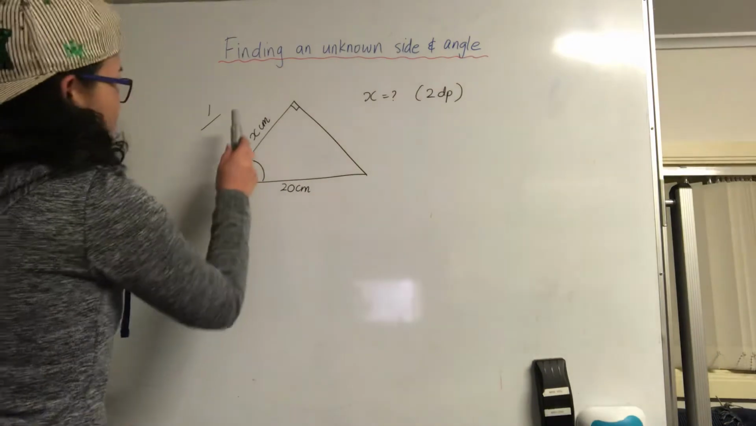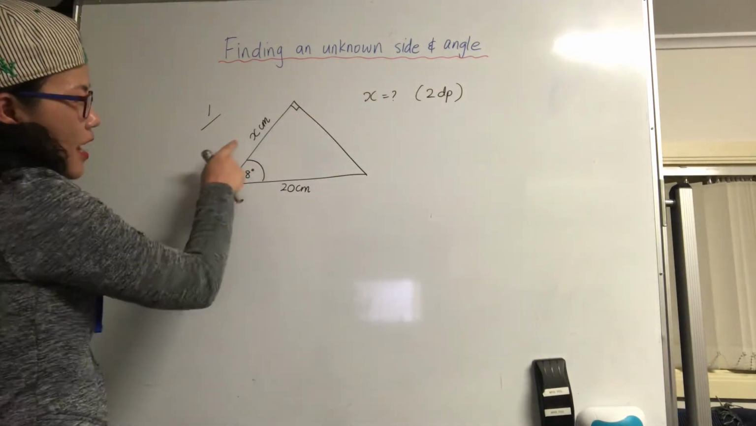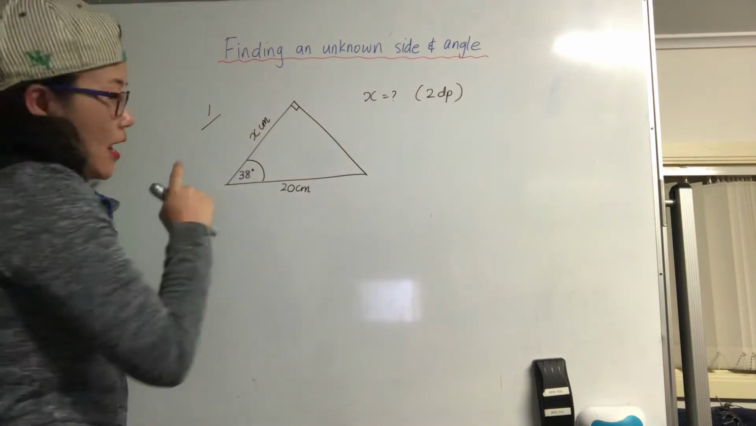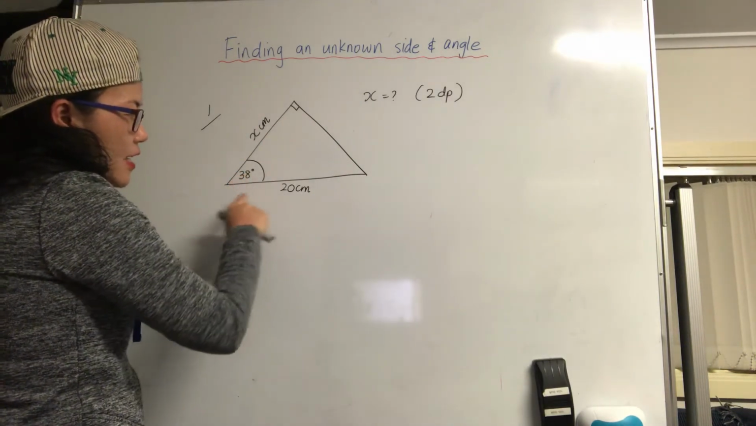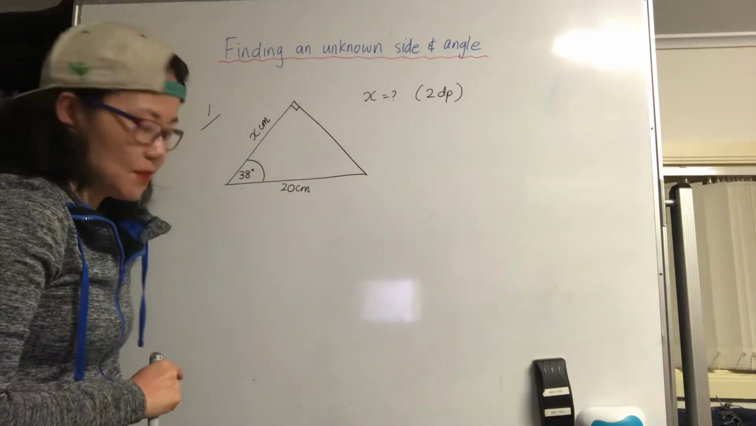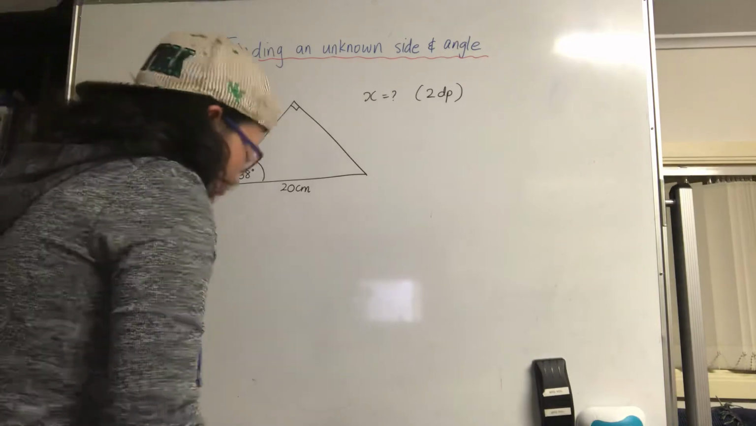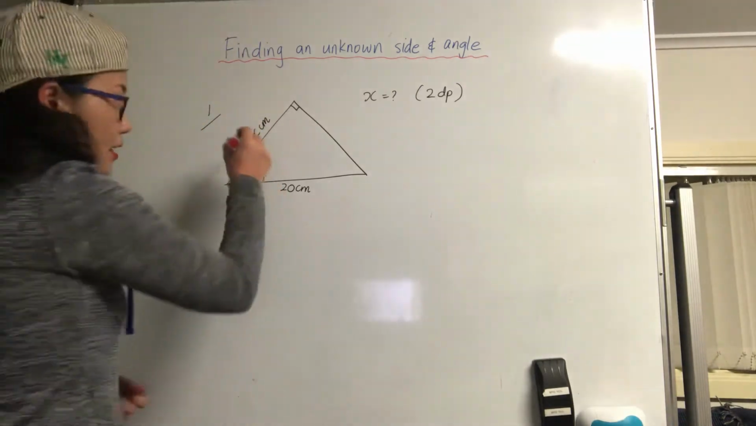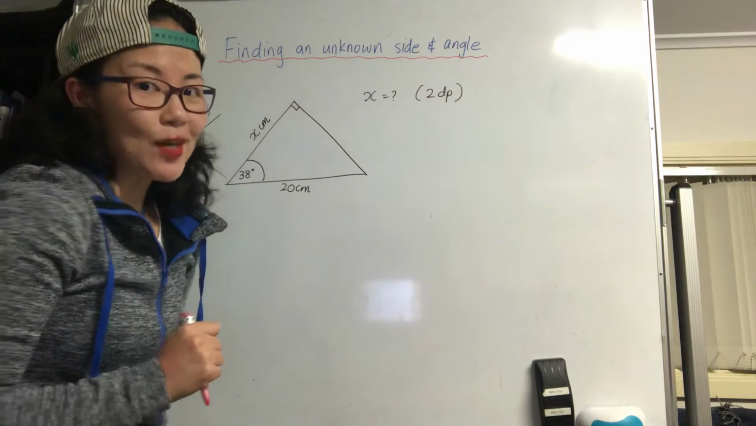Now first question is, I've got a right angle triangle and I have one side is unknown, and the angle we have got here is 38 degrees and the other side is 20 centimeters. Now first thing you have to do, remember, is labeling the 3 sides. Why? Because we're going to use SOHCAHTOA.